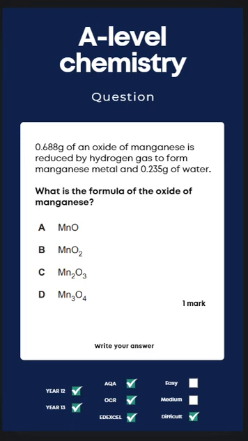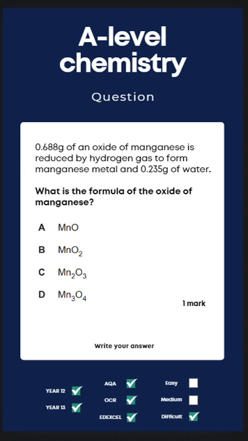This is one of the challenging calculations for empirical formula, and I'm giving you hints already about it. So pause the video and try it yourself, because I'm going to go through the solutions very, very soon in 3, 2, 1. Let's go. So as you can see, we have the mass of an oxide, of manganese oxide.